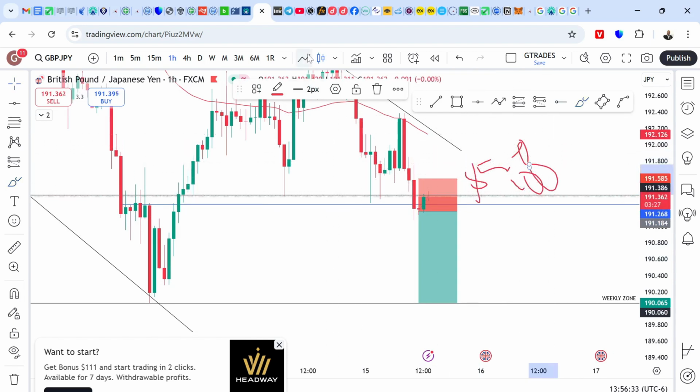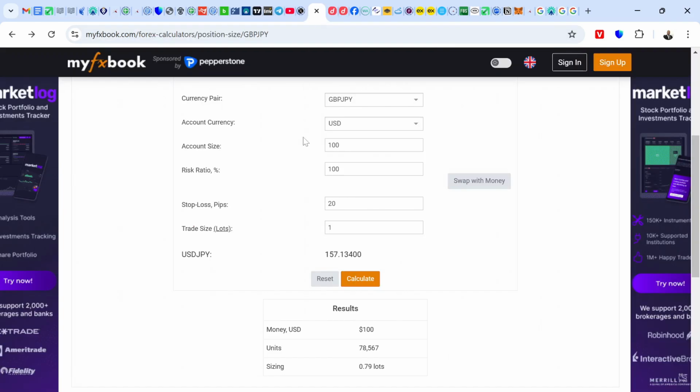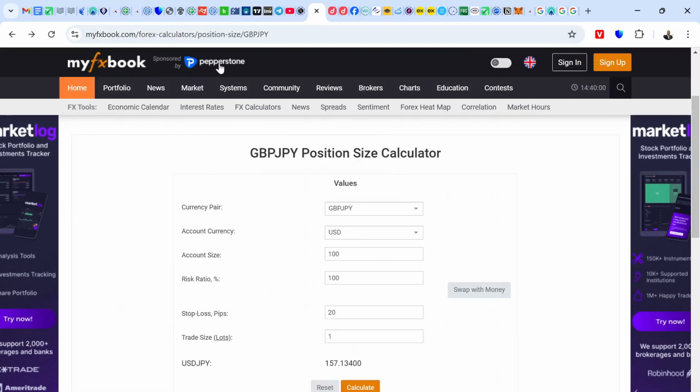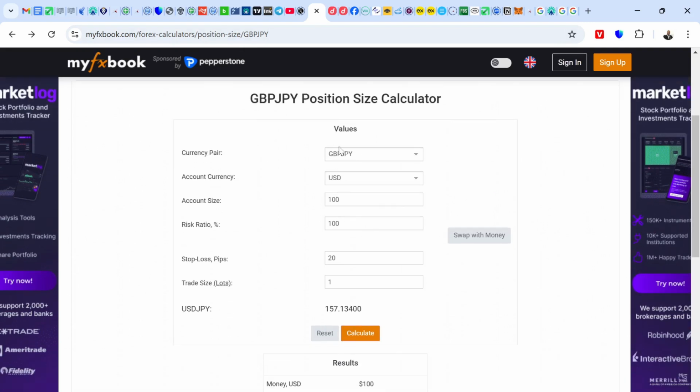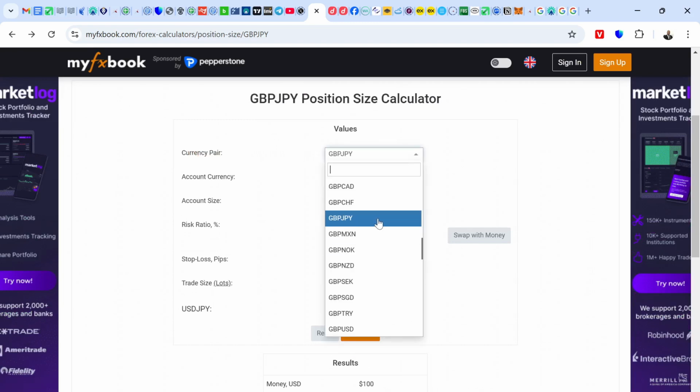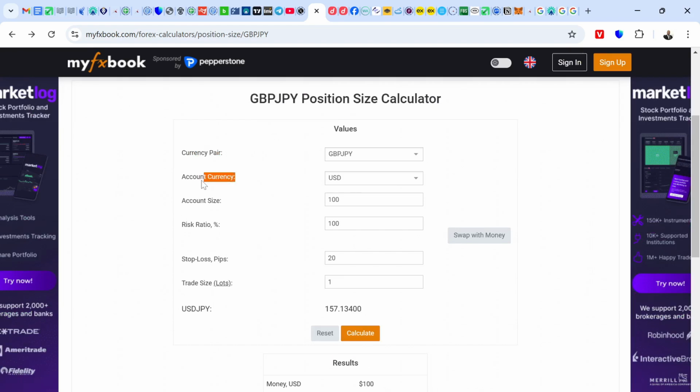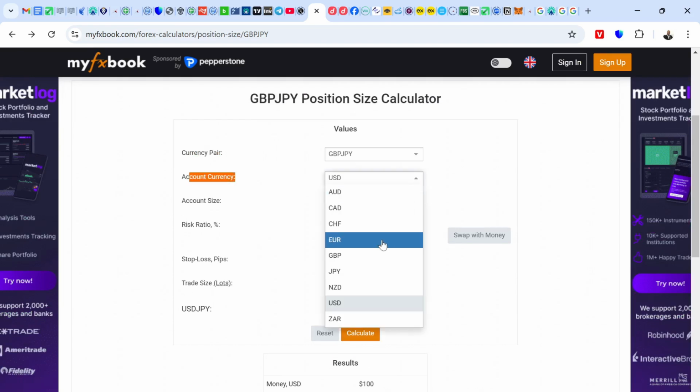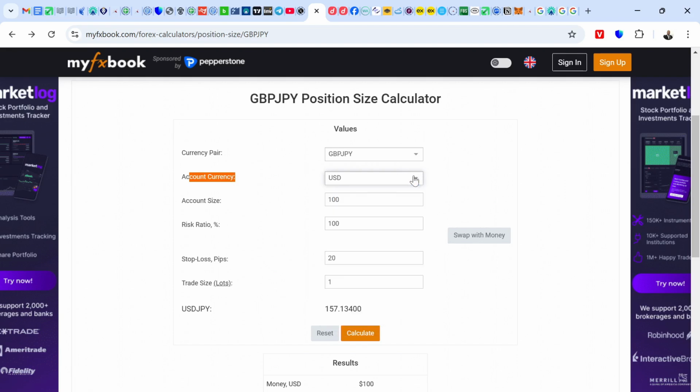So I will come to this site, which is myfxbookcalculator.com. Once you come to myfxbook calculator, just come to this FX tools. That's where you get this position sizing, right? Now this is GBP JPY. On this place, you see the currency pair. This is where you select your currency pair. Then the account currency that you operate, which is US dollars. If you operate in Euro or GBP or whatever it is that you operate. For me, my account is in USD, right?